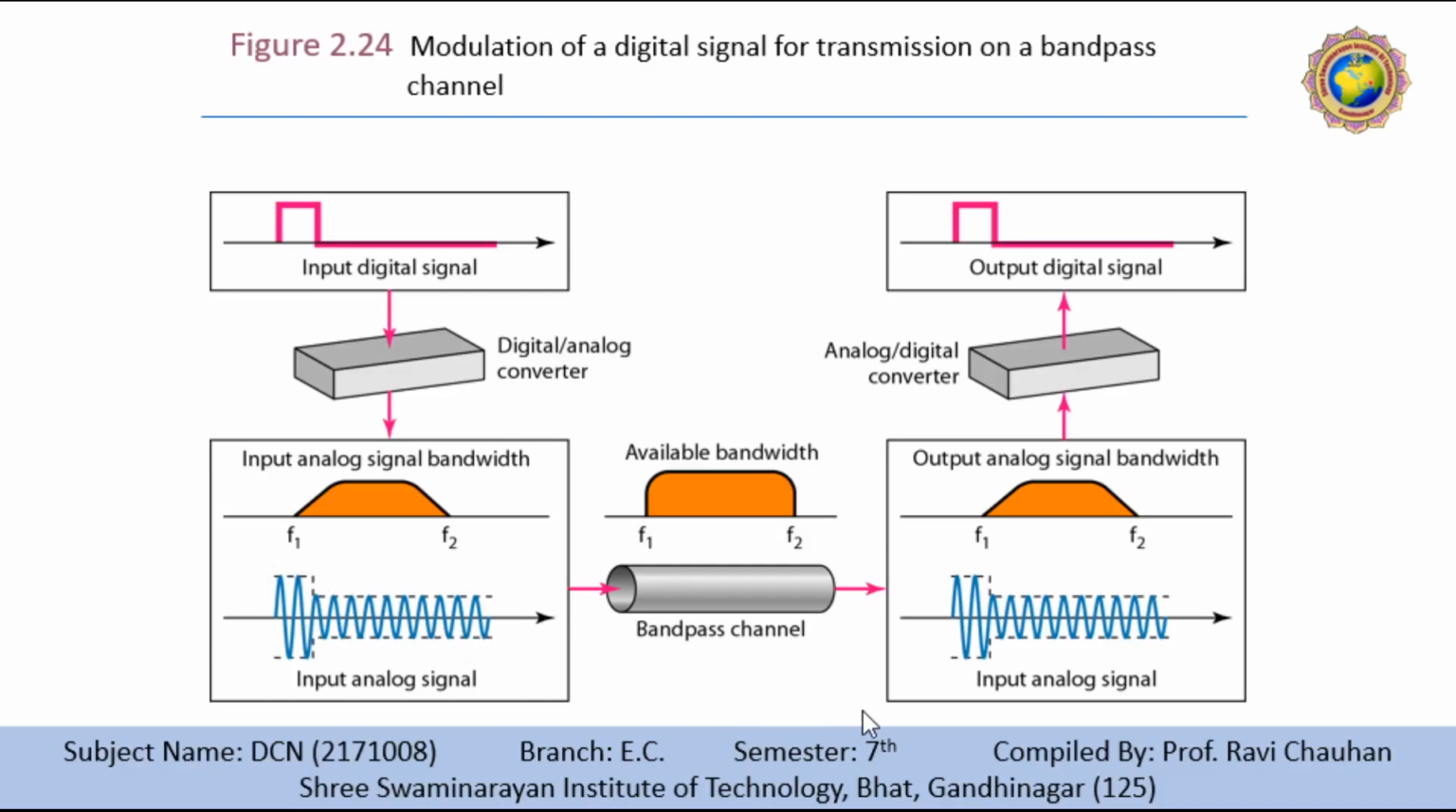At the receiver, the received analog signal is converted to digital, and the result is a replica, as we have seen. It is the same as our transmitted signal. So a modulation process has occurred at the transmission, and a demodulation has occurred at the receiving.